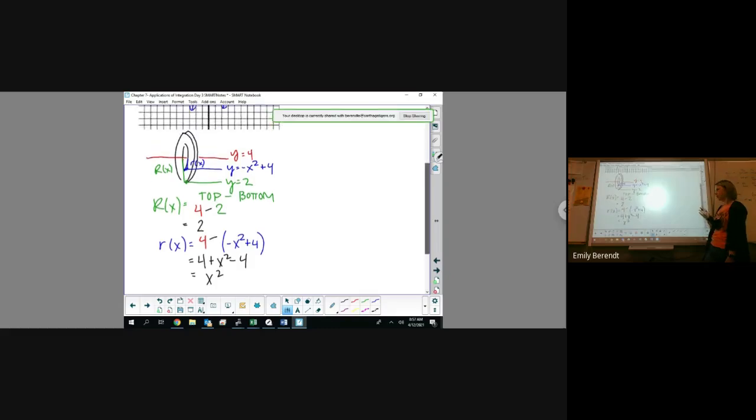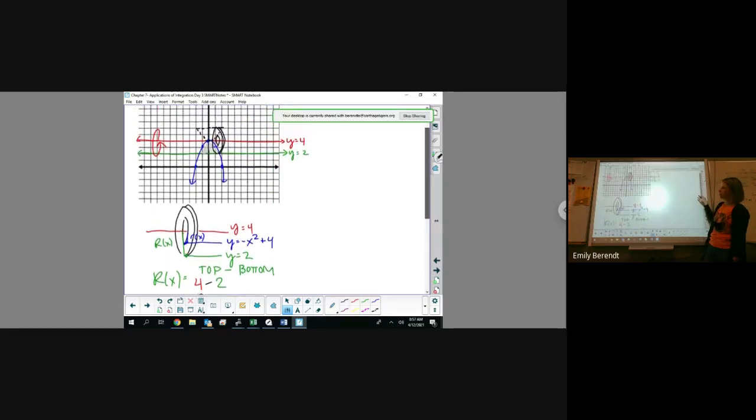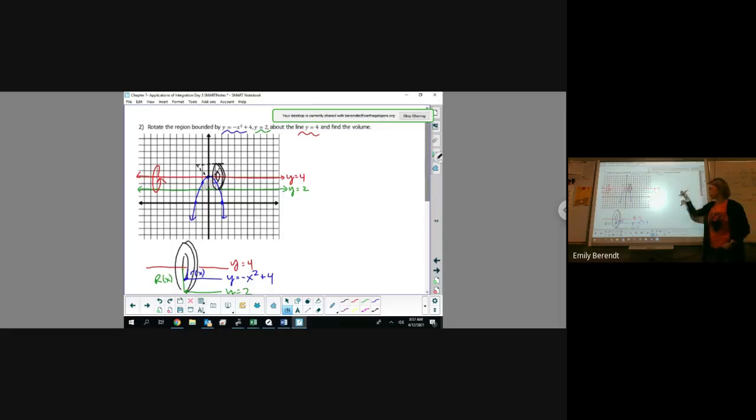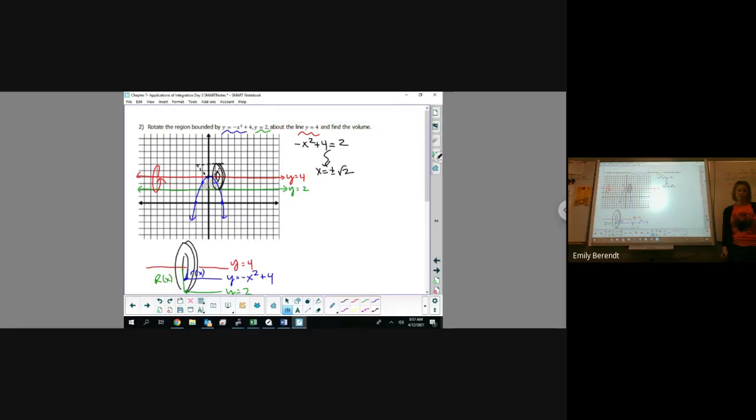Did we find our bounds yet? Your bounds end up being the same, because your first function was negative x squared plus 4, and your second function was y equals 2. So it's the same thing as before: plus and minus root 2. So V equals pi in front, from negative root 2 to root 2.